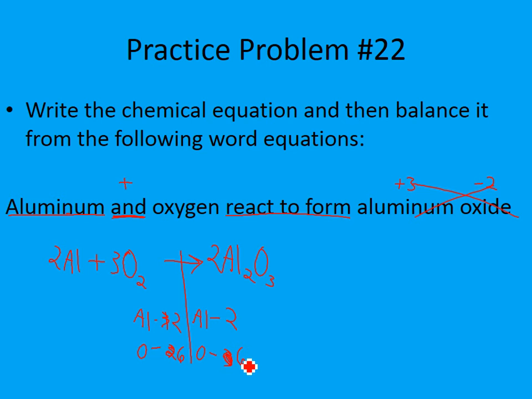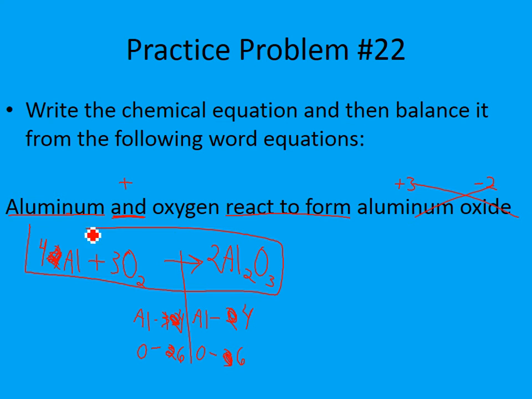But that switches my aluminum to what? 4. Okay. So I got to go back and fix the aluminum on the left. How do I do that? Yeah, this can't be a 2. This has got to be a 4 as a coefficient there. And so we get 4. Can I reduce a 4, 3, 2? No. It's as reduced or as low as it can go.